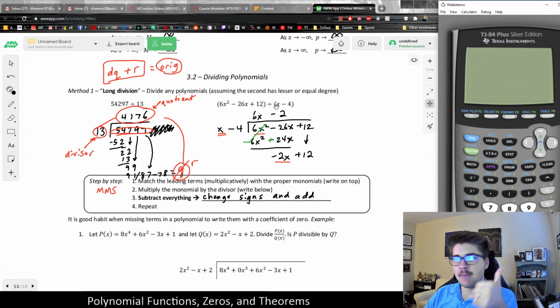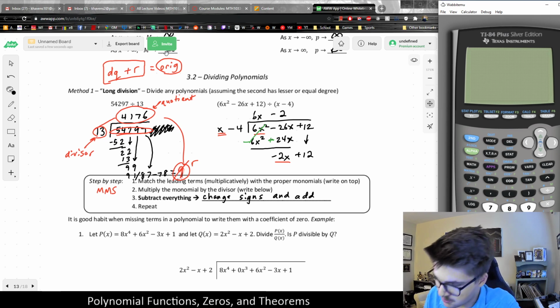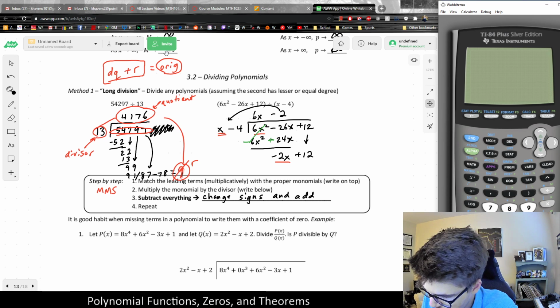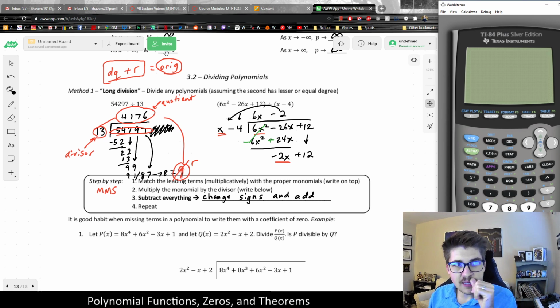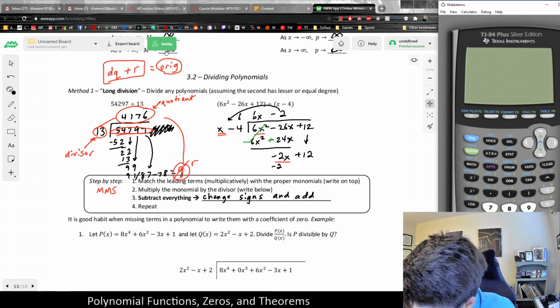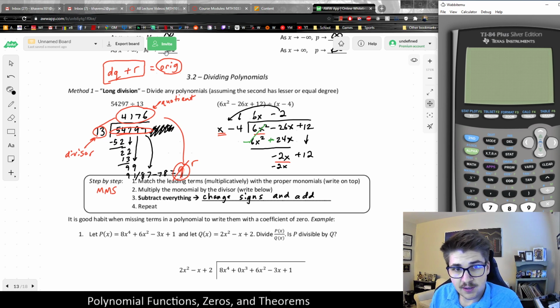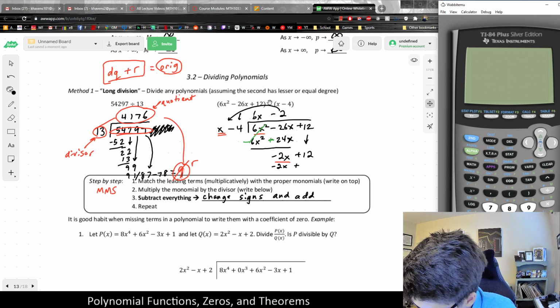But anyways, match. Now I multiply, so I have to remember to take the entire negative 2, including the negative, and multiply it into x minus 4. So that will multiply to both of those terms, which would be negative 2 times x is negative 2x. Those should always be a perfect match if you're doing it right. And then negative 2 times negative 4 should be plus 8.